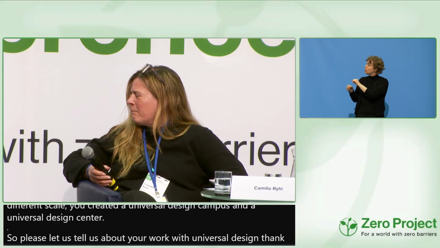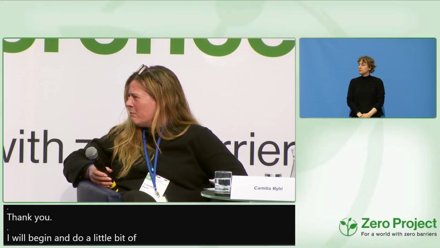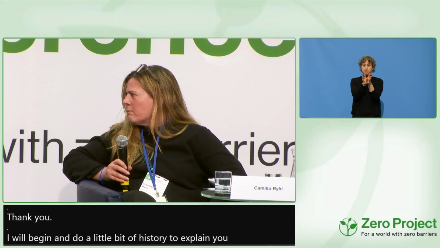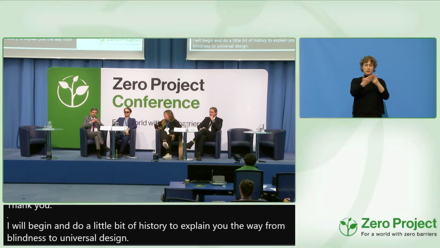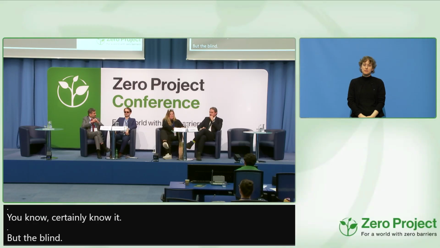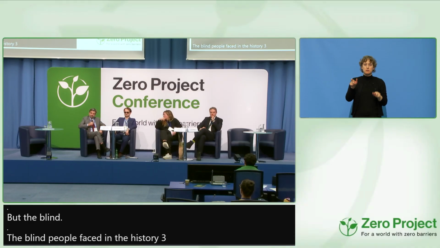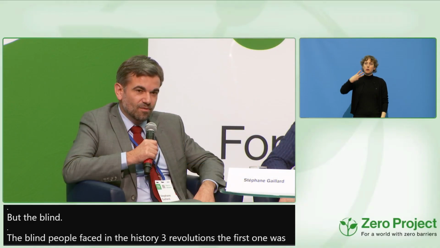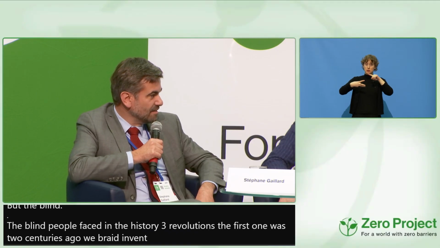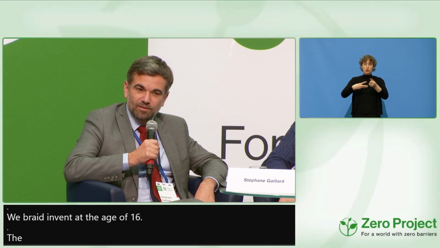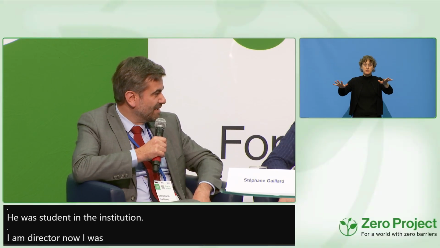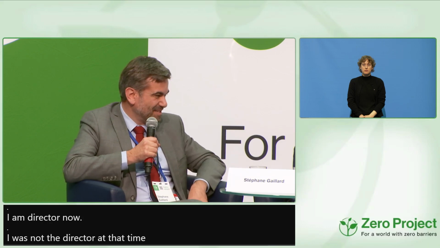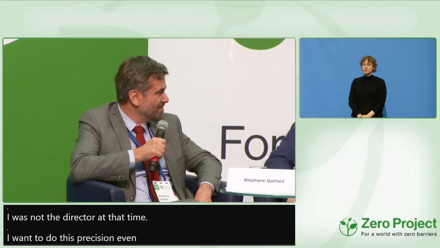Thank you. I will begin and do a little bit of history to explain the way from blindness to universal design. You certainly know it, but blind people faced in their history three revolutions. The first one was two centuries ago. Louis Braille invented at the age of 16 the Braille code. He was a student in the institution where I am director now. I was not the director at that time. I want to make this precision, even if Thibaut thinks I'm very old.